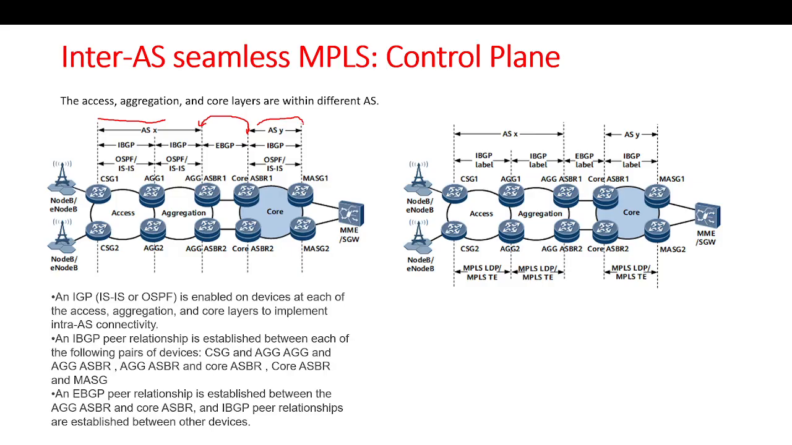So again, we will have to do the label assignment. So the labels will be assigned, and this is the control plane whenever you have inter-AS seamless MPLS working for your inter-AS communication on the network.